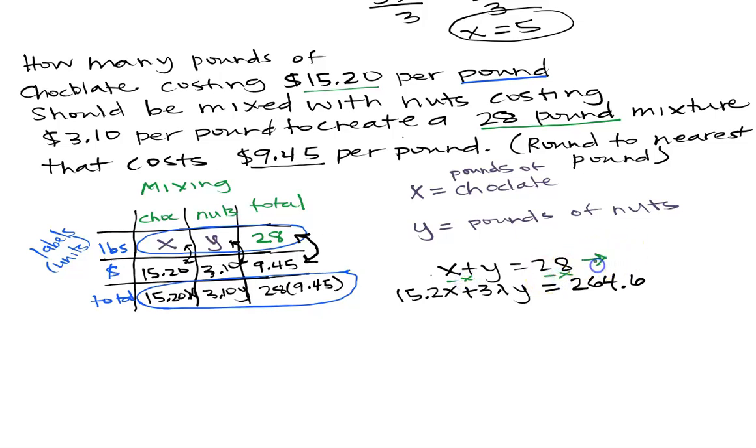All right, so I'm going to change this to be y equals 28 minus x. And now, since I have one of the variables by itself, the y by itself, now I can put that 28 minus x in place of my y down here.